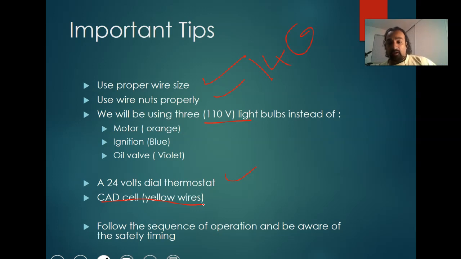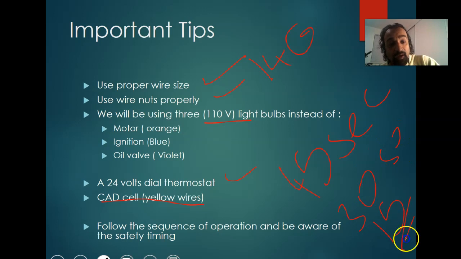So follow the sequence of operation and record the safety timing. What is the safety timing? It's the time when the control shuts off if there is no fire. Why? Because we do not want to keep dumping oil into the chamber when there is no ignition. So the safety time used to be 45 seconds. That was in 2015. It got reduced to 30 seconds in 2016, and now it's 15 seconds. Why? Because we have more technology now and we can do it.